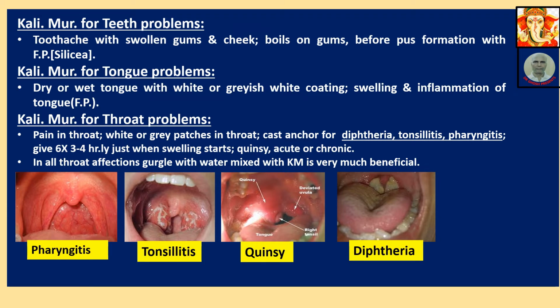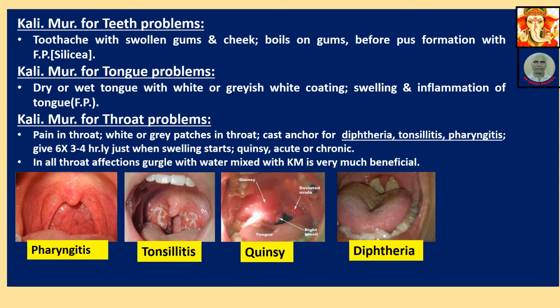Give 6x every 3-4 hours, just when swelling starts. Quinsy, acute or chronic. Quinsy means a boil in the tonsil area, a very painful disease, with more excruciating pain than tonsillitis. In all throat affections, gargling with water mixed with Calc Mur is very beneficial. That is a local use. You can use it along with the medicine, then the cure will be faster.